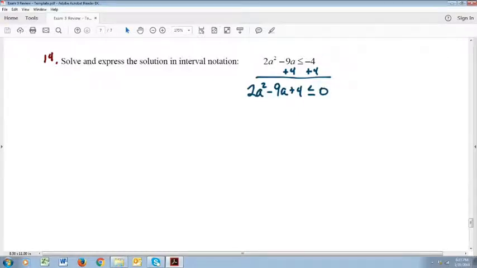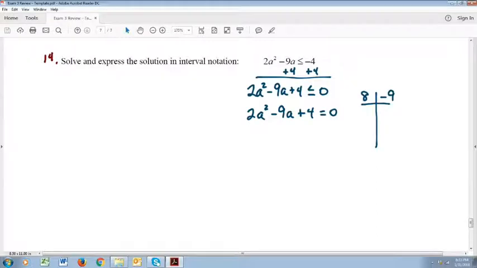And so now we want to look at the equal case to find our critical values. We want to know when the quadratic polynomial is equal to 0. So let's set it equal to 0. So we're looking at the equal case to find out when this polynomial equals 0. So we're going to use the AC method.